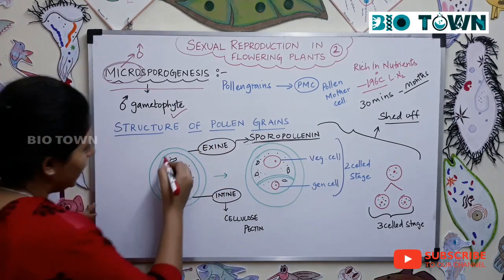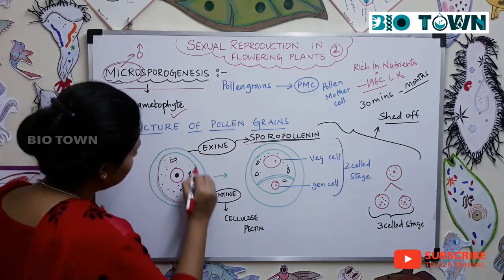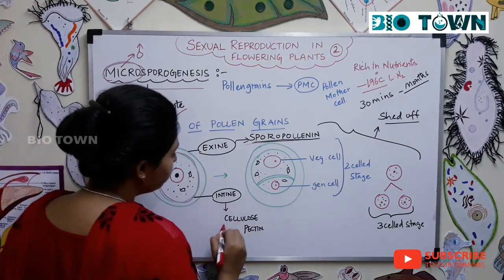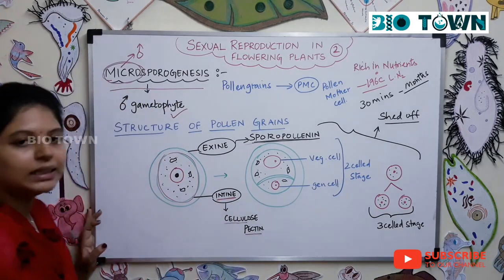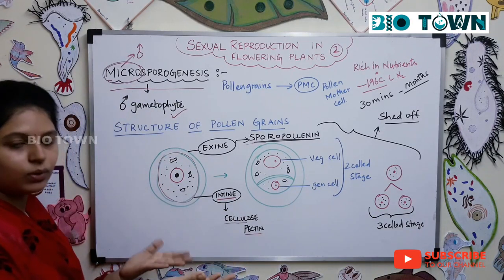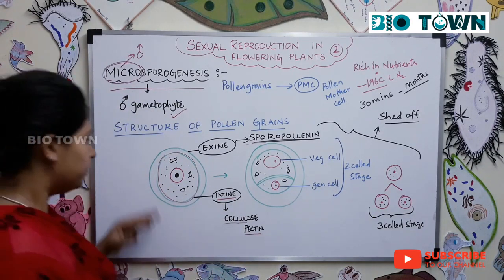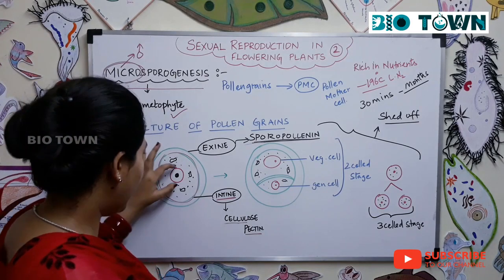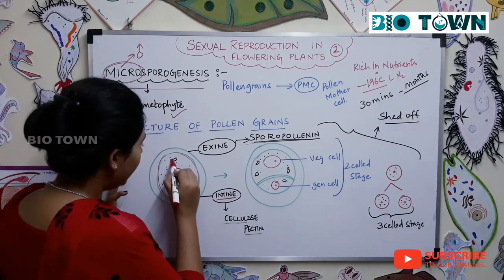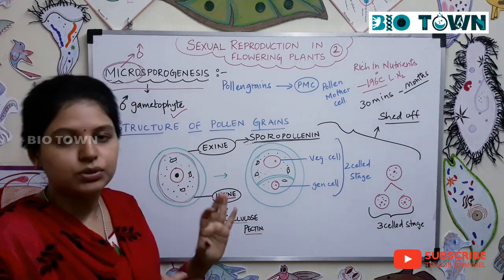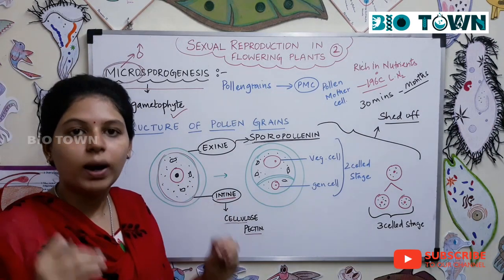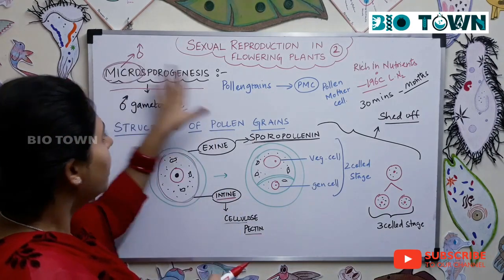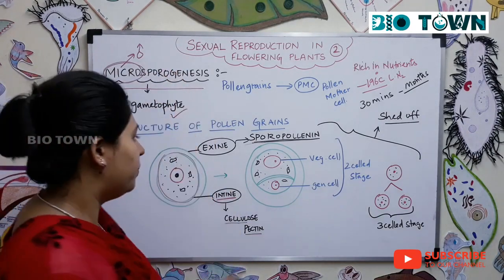The next structure, the inner structure, is made up of cellulose and pectin, and this layer is called the intine. Exine the outer, intine the inner. Now you have the nucleus and the vacuoles in the cytoplasm. Vacuoles are generally present to store and provide energy for this microsporogenesis process.